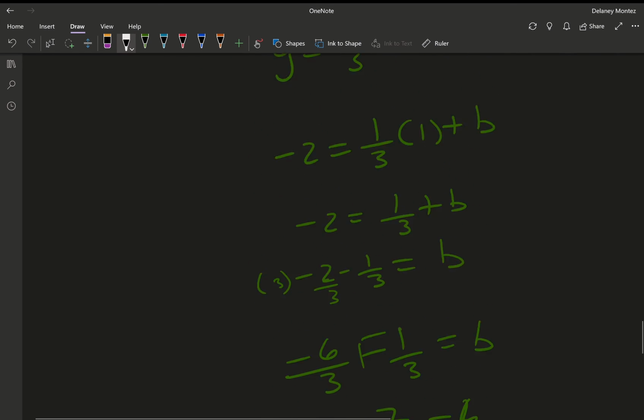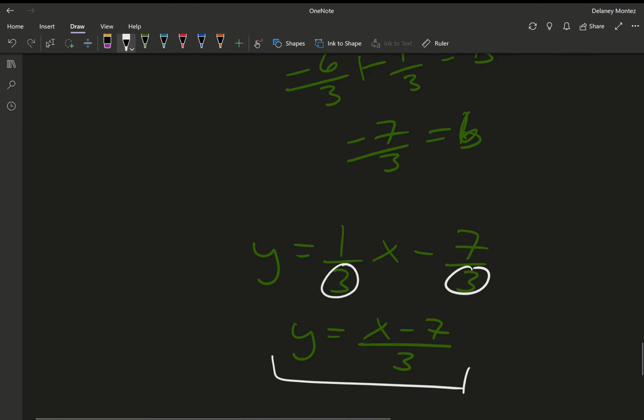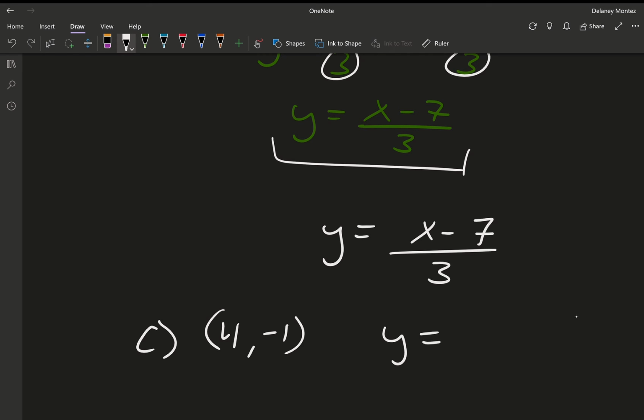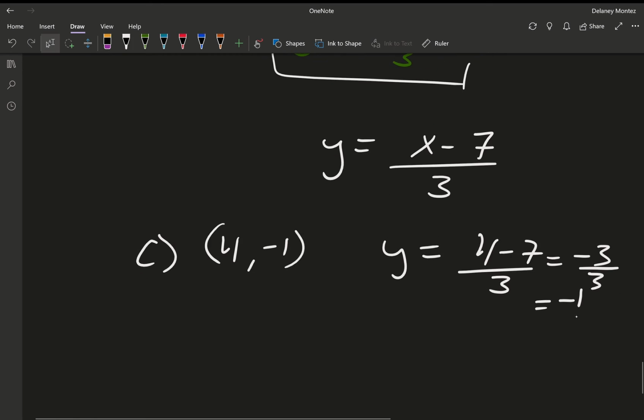We have our 4 points up here, right? So you can say, let's see, if we plug in a 4, you'll get negative 3. Actually, yeah, so it would be c, right? Looking at it, you can just do the mental math. Let's look at c. C is 4, negative 1. If I plug in a 4, y equals 4 minus 7 over 3, negative 3 over 3, negative 1, right? So we know our y value is negative 1, so this matches up.